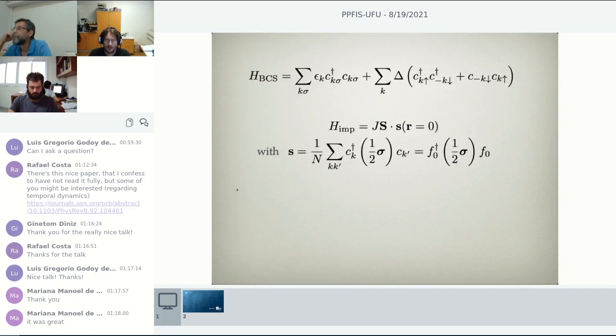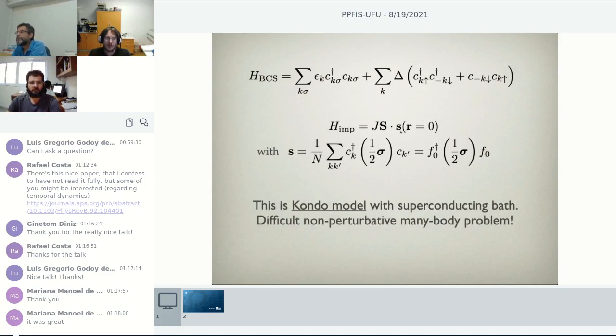And essentially, the corresponding Hamiltonian is easy to devise. You just take the BCS Hamiltonian, you put one spin at the origin, and you couple this spin through exchange coupling to the spin density of electrons at that position. And this essentially is the Kondo model, but it's a Kondo model with a superconducting bath. And remember that this was the late 1950s.